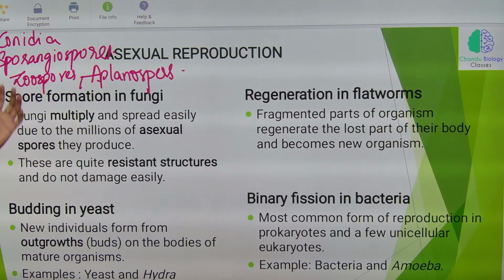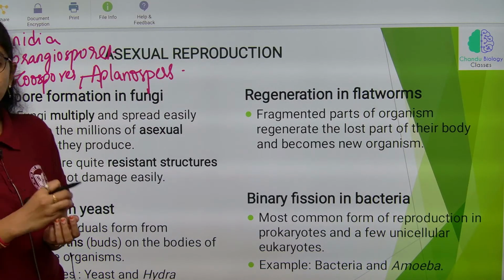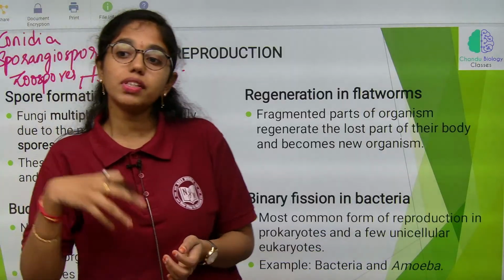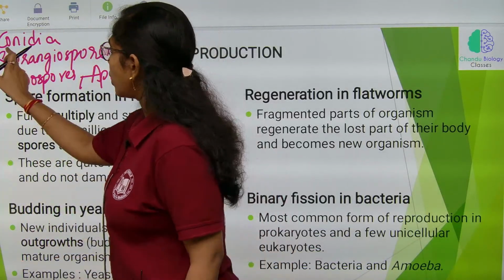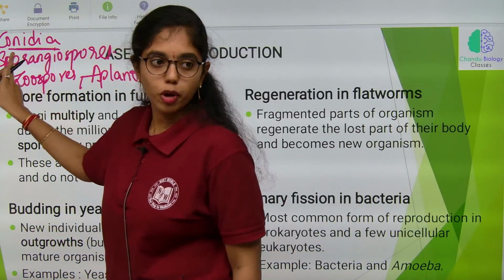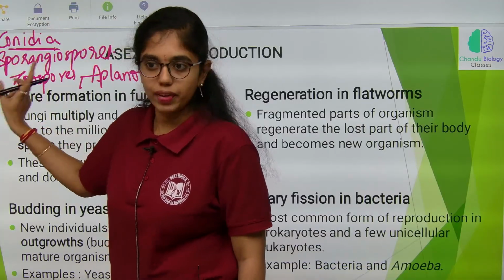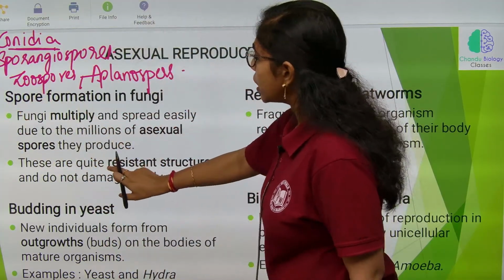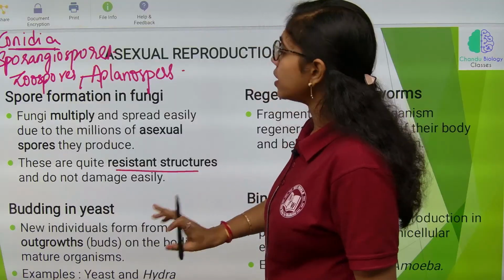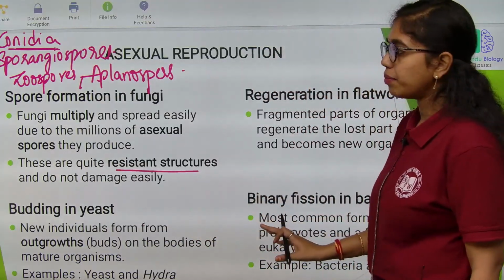From this, sometimes questions might be asked like which are exogenously produced and which are endogenously produced. Conidia is the only asexual spore which is exogenously produced. We have to remember that. And next, these are quite resistant structures and they do not get damaged easily.